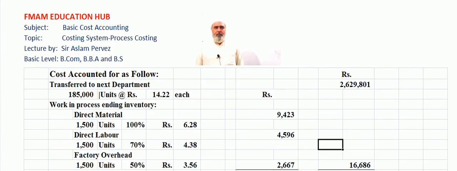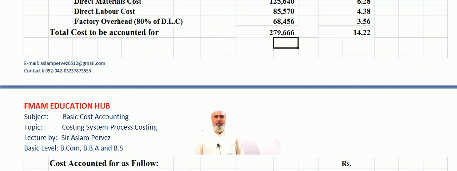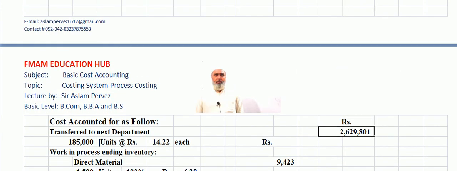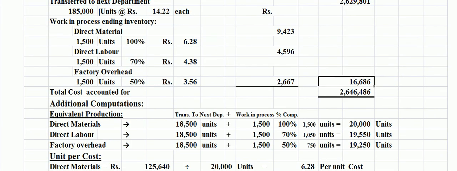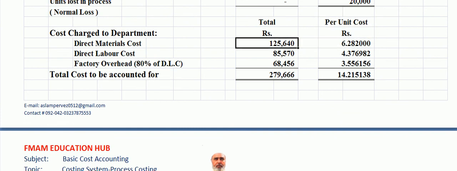Now students, we have to reconcile this value with this value. What is the difference between them? We move again here, we increase the decimal place here. Now we can check here: 686, 486, 486. What is the problem here?